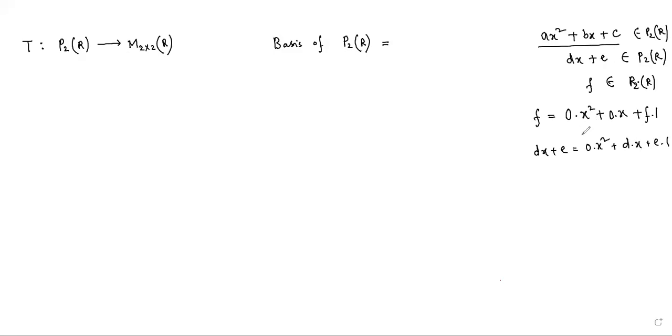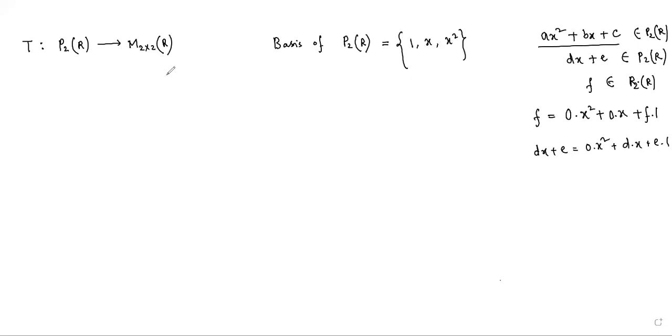Now you see that for every case, we can express the polynomials present in P2R as linear combination of these elements, 1, x, x square. And you can quite easily show that this particular set, 1, x, x squared, is linearly independent. You just take 3 scalars, take their linear combination, equate them to 0, and show that the individual scalars are 0. So this is the basis of P2R.